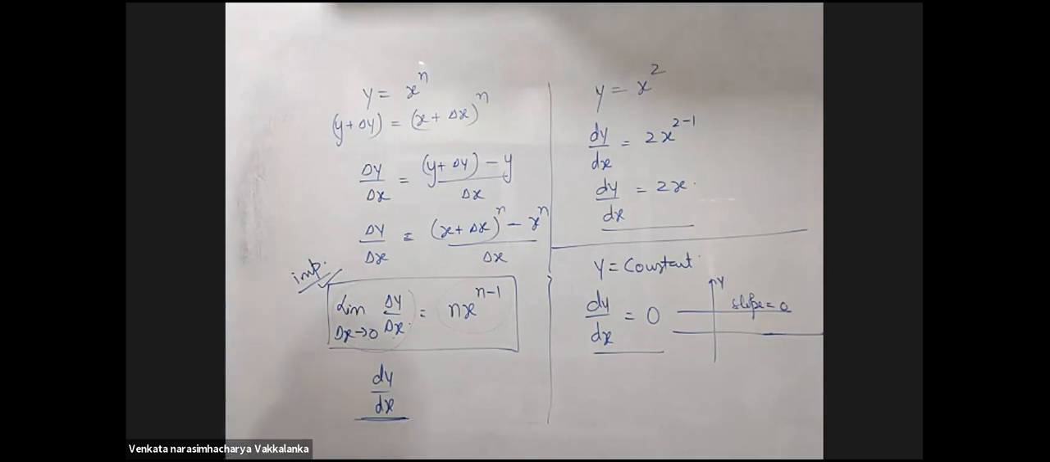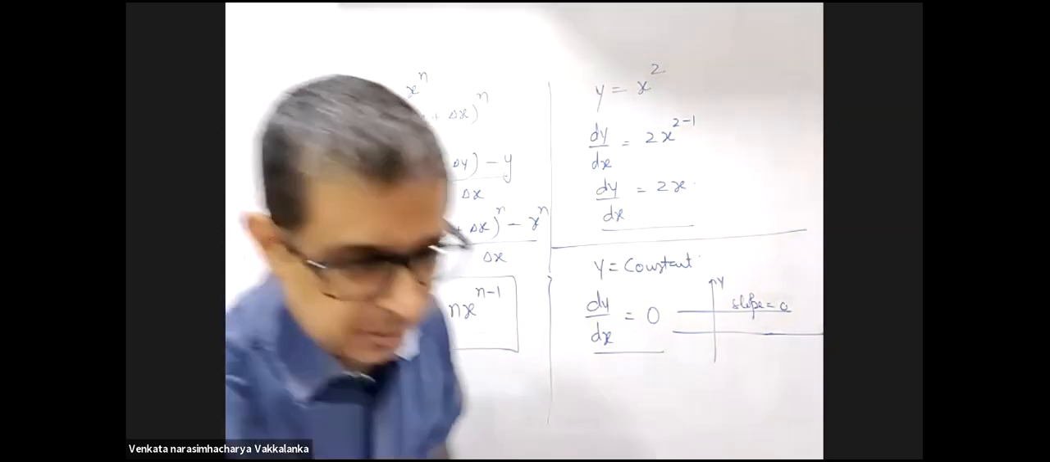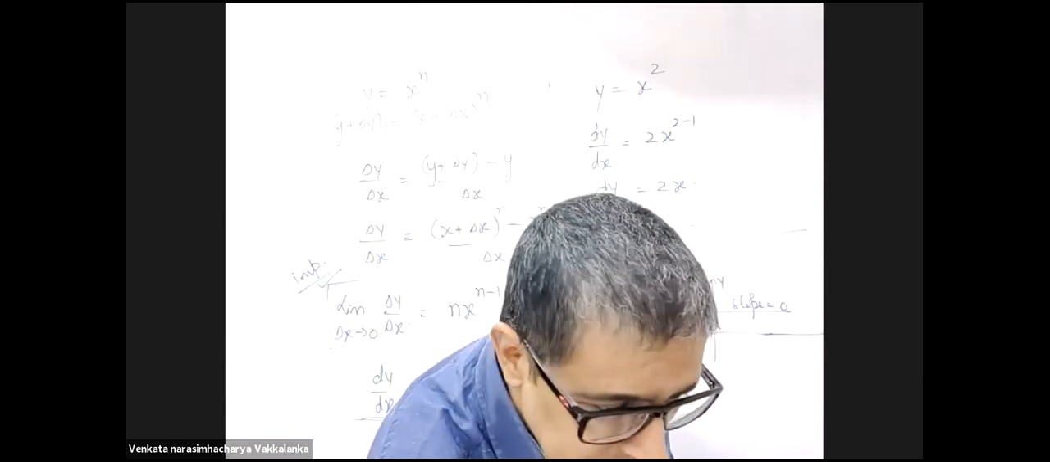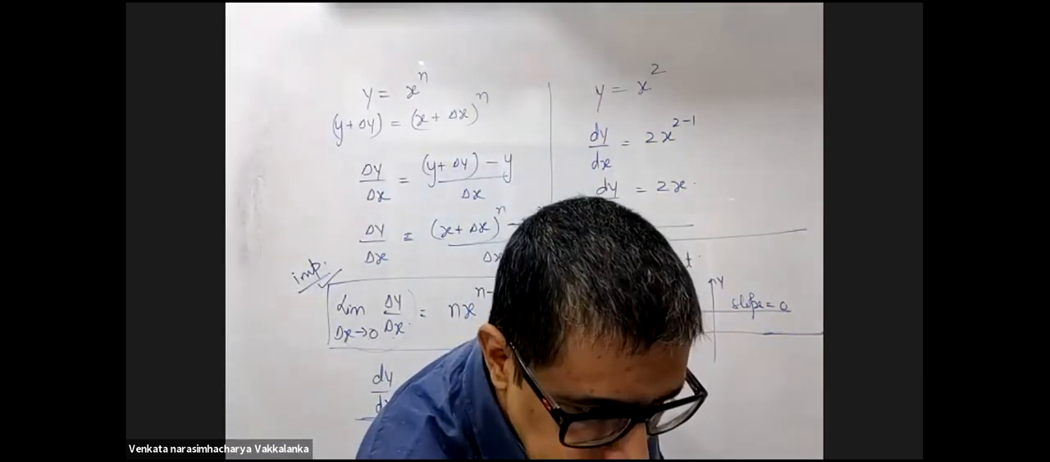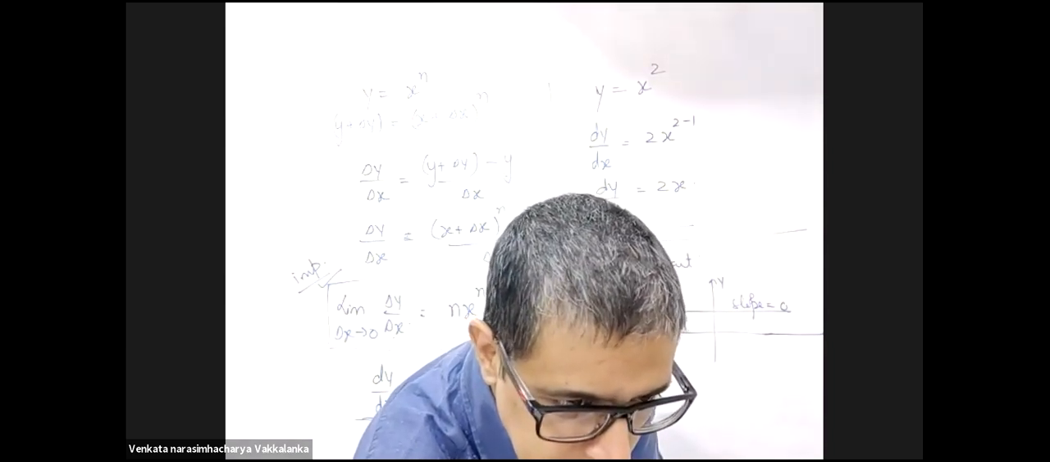Sir, what will be the slope of a line x equals to 3? Infinity. The inclination will be 90 degrees, right? Right. Okay, thank you, sir.